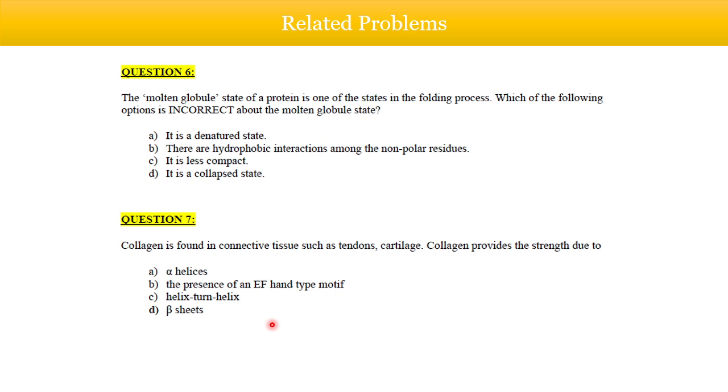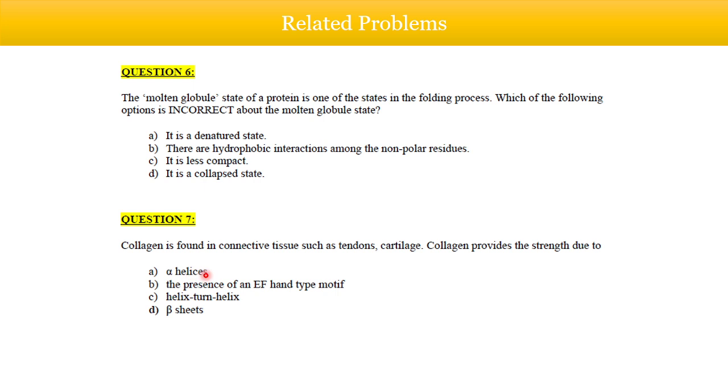Option A. Yes, that is the incorrect option among the three, because the molten globule state is that particular state where the protein is not fully folded or not fully denatured. So it is not a completely denatured state. There are several interactions going on among the residues. Yes, that is absolutely correct. So it is a less compact and collapsed state, and there are several interactions going on to stabilize the protein. Therefore, it is not a completely denatured or a completely native state. So option A is the incorrect option among the three.